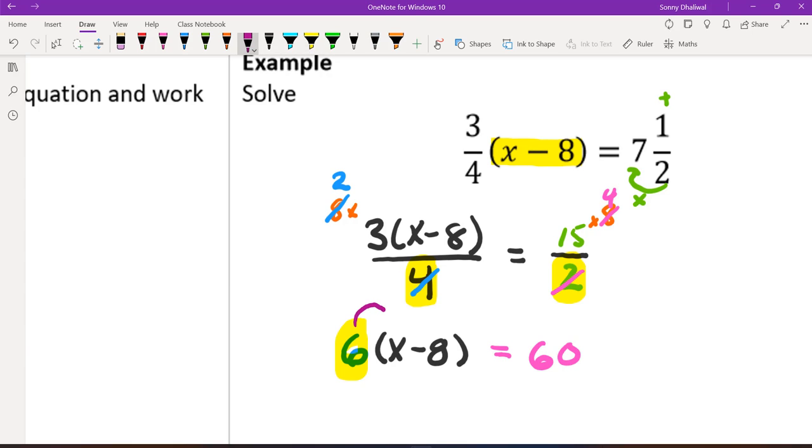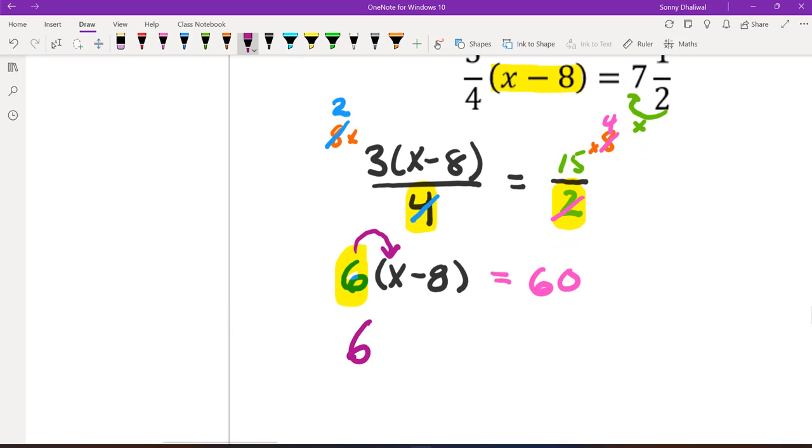So we take this 6, and we put it through the brackets. So we multiply the first term. What do we write down? Thank you, 6x. We multiply the second term. What do we write down? 6 times 8, what number do we have there? 48. And is it positive 48 or negative 48? Negative, so it's minus 48. Right? And it equals the other side, which is our 60.